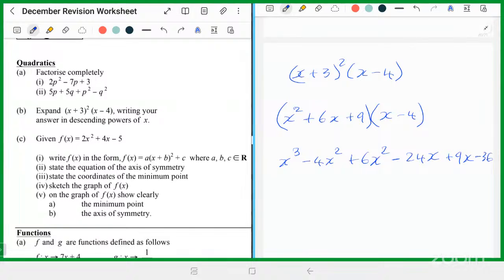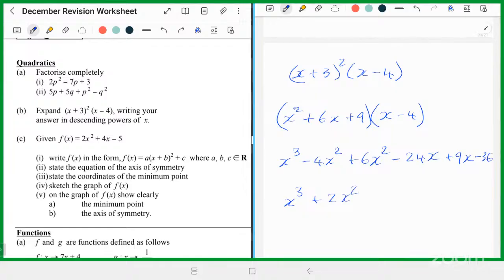And then we consolidate the terms. So this is the only cube term there, so it's x cubed. We're putting these squared terms together. So that's 6x squared minus 4x squared, or minus 4x squared plus 6x squared. Then when you look at it, that's 2x squared.